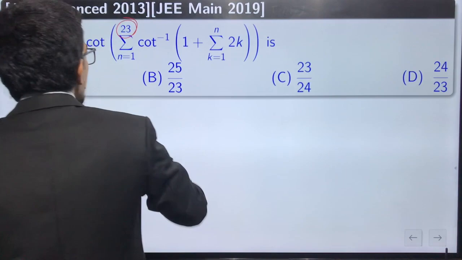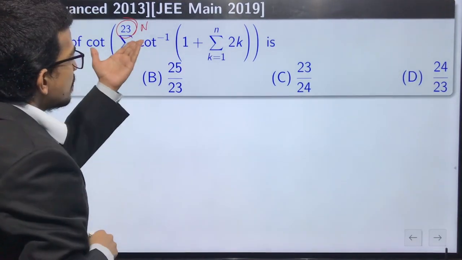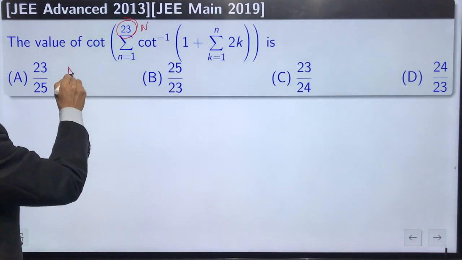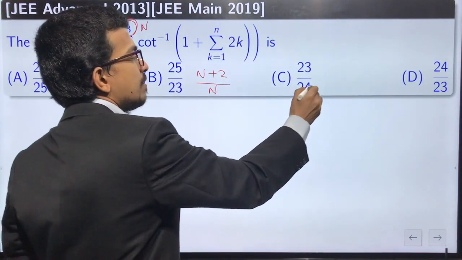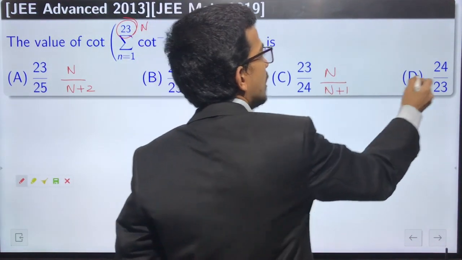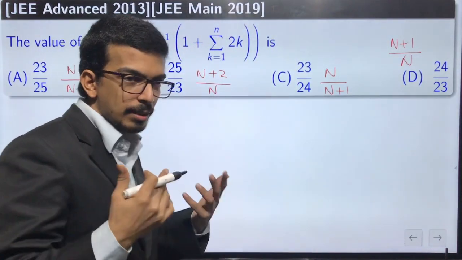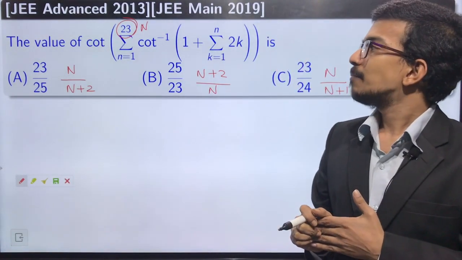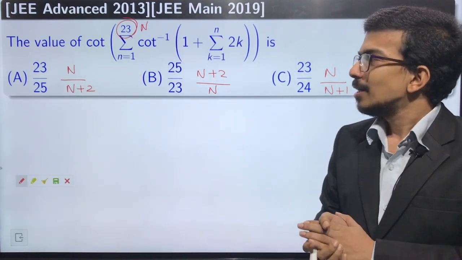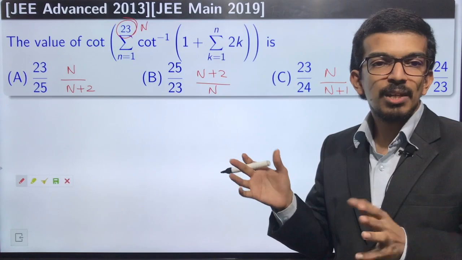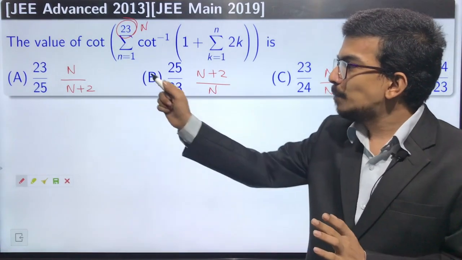So had it been another number, say instead of 23, had it been some capital N, your options would look like this: N by N plus 2, N plus 2 by N, N by N plus 1, and N plus 1 by N. So how do I think? I look at the question and I'm struck by the number 23. What is so special about this number 23? There's nothing special about 23. This question could have been framed with some other number as well. So when you look at 23, the options are also related.